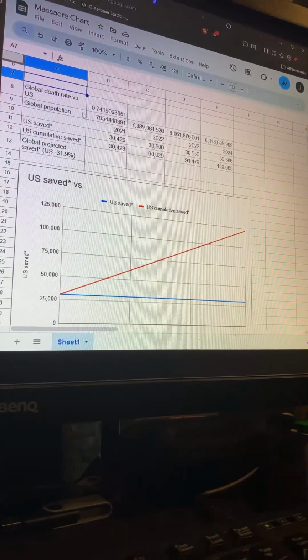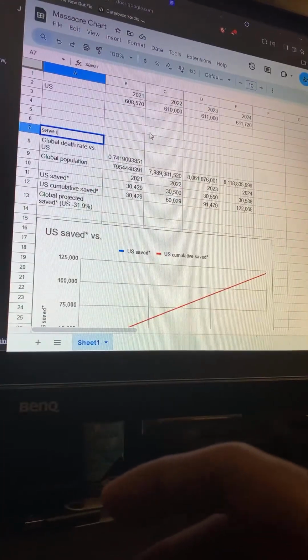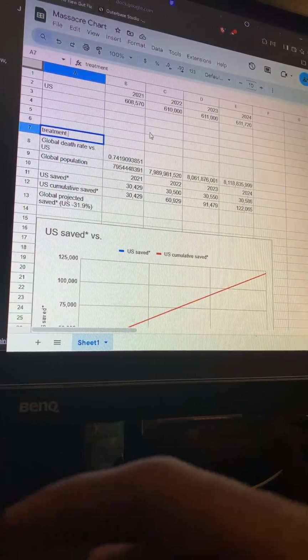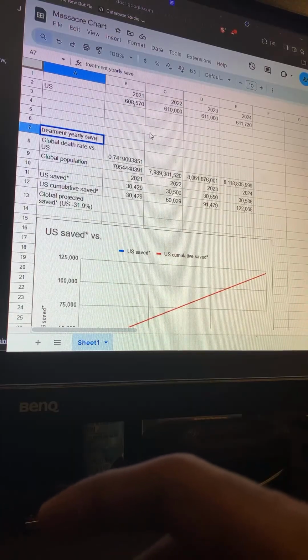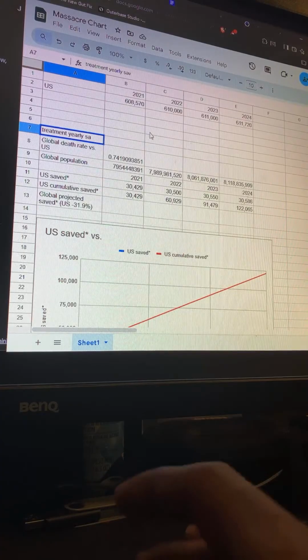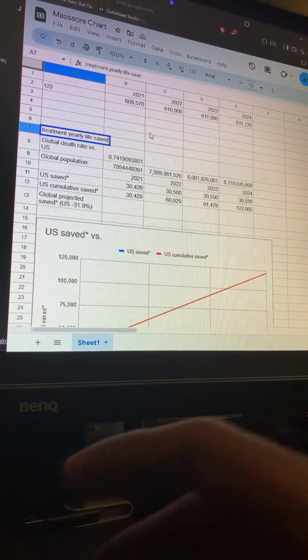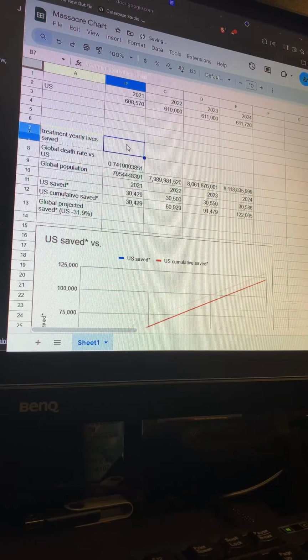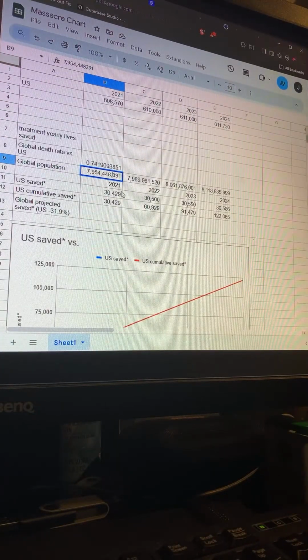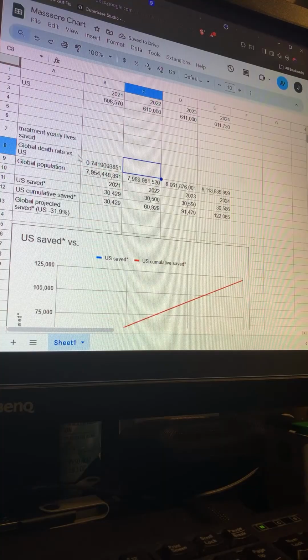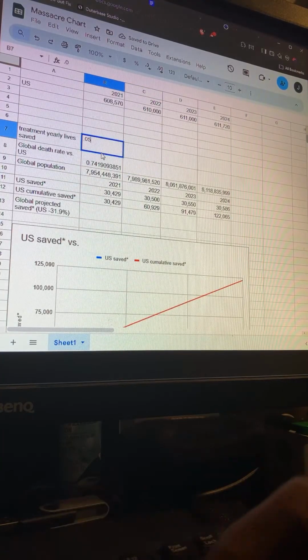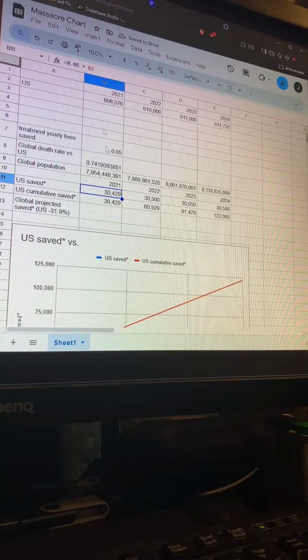I wish that save rate. Let's see, treatment yearly save. Yearly life saved. Lives saved. So now we do yearly lives saved. What do we get? Well, let's see. 0.05. Okay. B7.